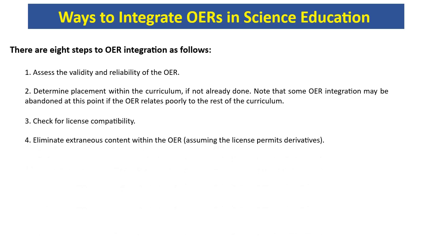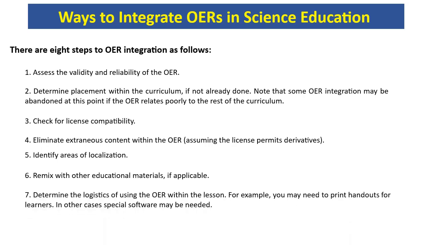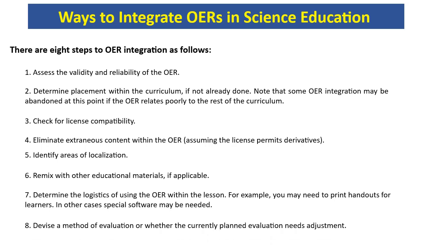The fourth step is to eliminate extraneous content within the OER, assuming that the license permits derivatives. The fifth step is to identify the specific areas of localization. Sixth, remix with other educational materials if applicable. You have to understand whether it can be remixed or not. Seventh, determine the logistics of using the OER within the lesson. For example, you may need to print handouts for learners and in some cases special software may be needed. And the eighth and last step: devise a method of evaluation, or determine whether the currently planned evaluation needs adjustments or not.